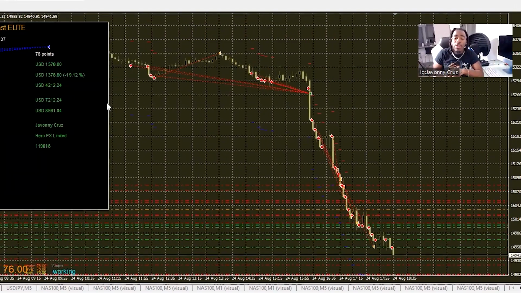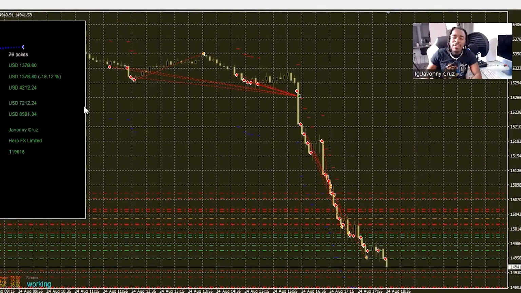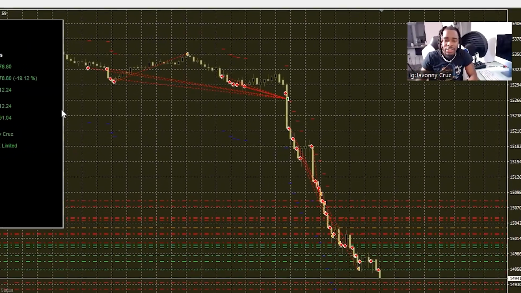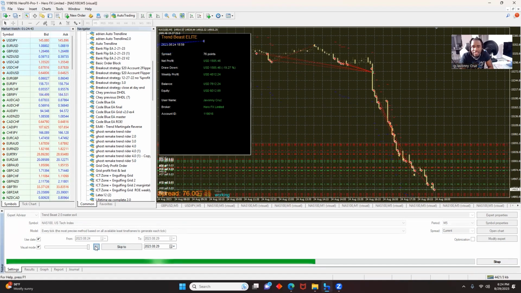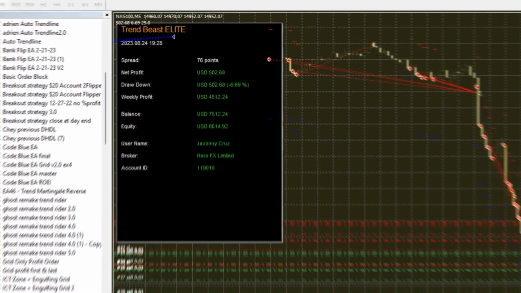But what's going to be important with you guys using the Trend Beast is you taking opportunities to close as well. Yes, we have our TPs here as well, but there's nothing wrong with just closing all these trades manually and taking that net profit, just taking that, equity $8,591. Okay, but let's continue.